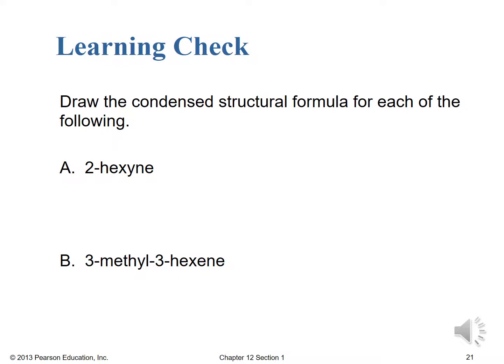And maybe the best way to get comfortable with it is to do some on your own. So far we've named structures that I've shown. Let's have you go ahead and draw a condensed structural formula, or better yet, a skeletal structure if you're really comfortable with those, for these following 2 structures. So go ahead, stop the video here while you draw the condensed structural formula for 2-hexyne and 3-methyl-3-hexene, and start us back up once you're ready to check and see how you did.